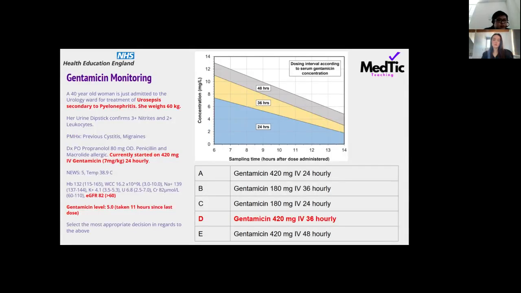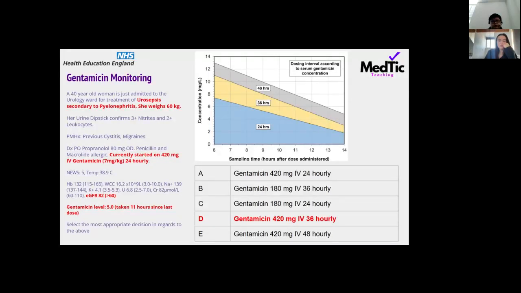Then we need to check her renal function, particularly her urea, creatinine, and her eGFR. And her renal function is fine in this case, but if it's not fine, then we need to think of another way to calculate the dose. Normally, assuming everything is fine, like in this case, your dose will be calculated on the basis of 7 milligrams per kilogram. If her renal function was quite terrible, then we need to reduce it to 3 milligrams per kilogram.